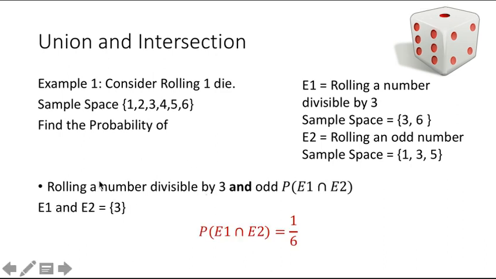The probability of rolling a number divisible by 3 and odd is different because at the same time it has to be divisible by 3 and be odd. There's only one number in that list that is divisible by 3 and odd. That's the number 3. So the probability of event 1 and event 2 is 1 in 6.